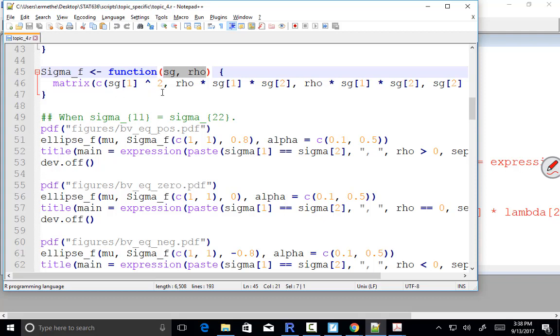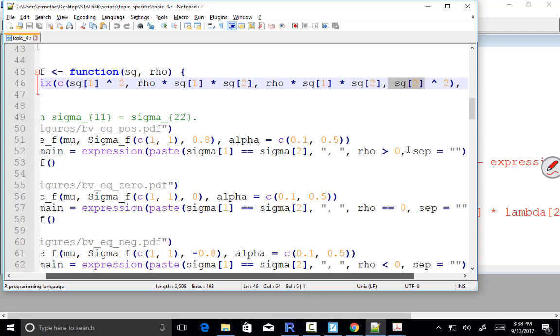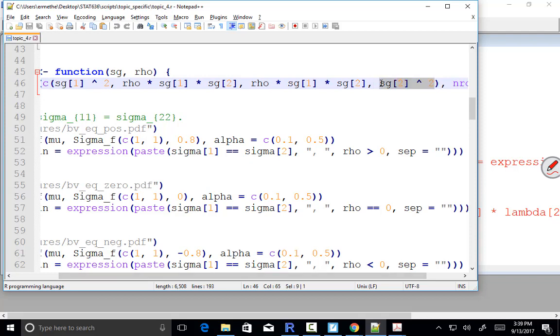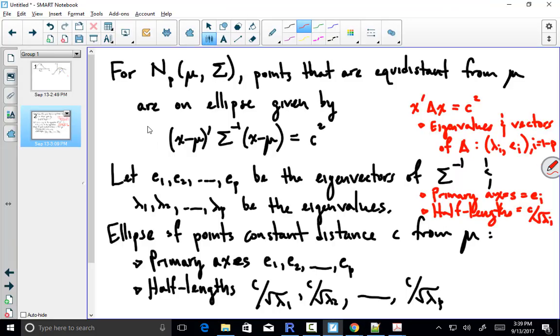In particular, the first row, first column is the variance of variable 1. The second row, second column is the variance of variable 2. First row, second column is the covariance between variables 1 and 2. Where does that particular expression come from? Let me just fill in the blank on that one.